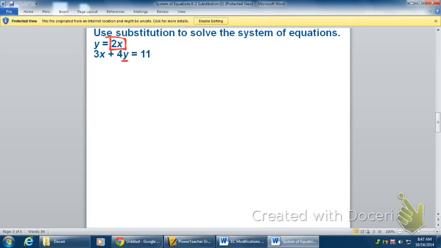Alright? You substitute the value that it has solved for y in for y. Alright? So, whenever you do that, I got 3x plus 4. Make sure when you substitute these equations in, you put them in parentheses, okay? That'll make your world a whole lot easier.